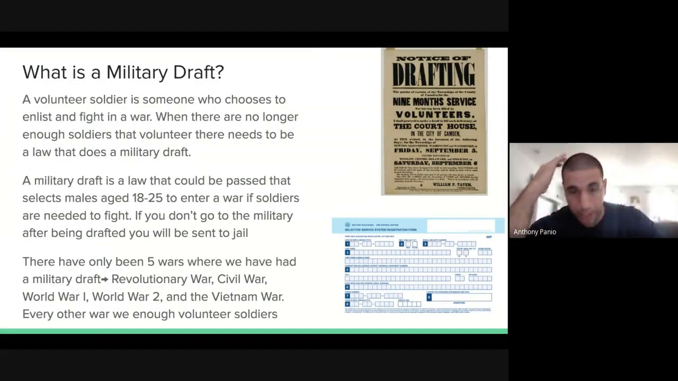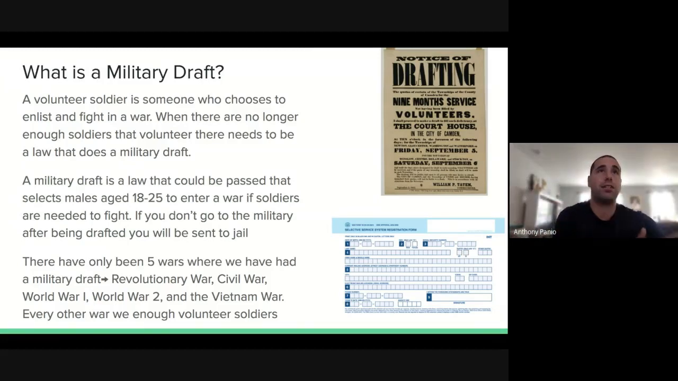So can a girl in 1860 join the military? No. Can a girl in 2020 join the military? Absolutely. They can volunteer. They're allowed to join, they're allowed to fight. There's no problem with that. But right now, only males can be eligible for a military draft. So if we get into a war that is, God forbid, very bad, and we need more and more soldiers because we don't have enough volunteer soldiers, there can be a military draft.